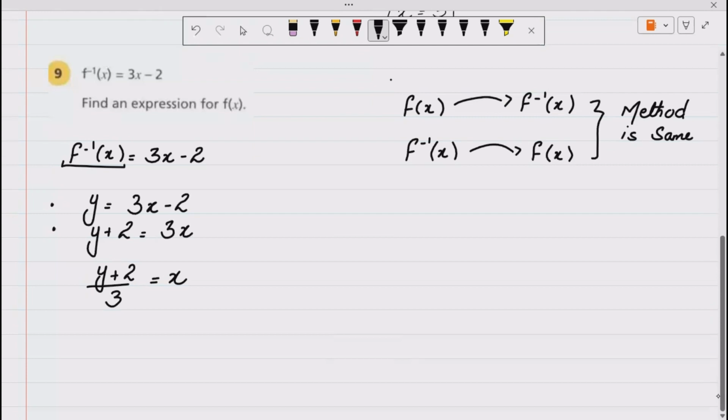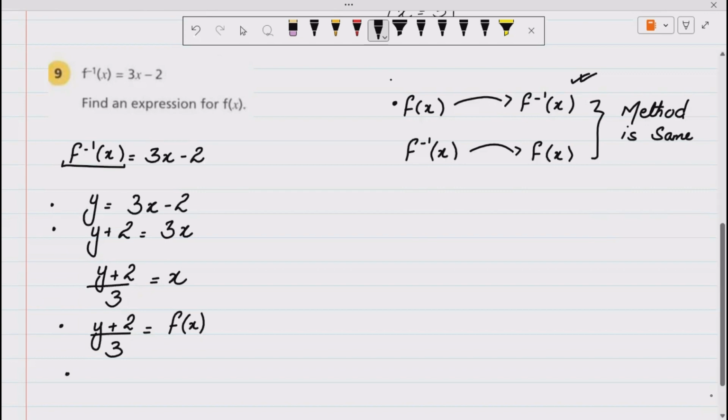Now in step 3, when we are given f of x and finding f inverse of x, we replace x with f inverse of x. Now we are given f inverse of x. So instead of x, in step 3 we replace it with f of x because we are now finding f of x, not f inverse. Previously, when f of x was given, we replaced x with f inverse of x because we were finding f inverse of x. Now f inverse of x is given, so we are finding f of x, so we replace x with f of x.